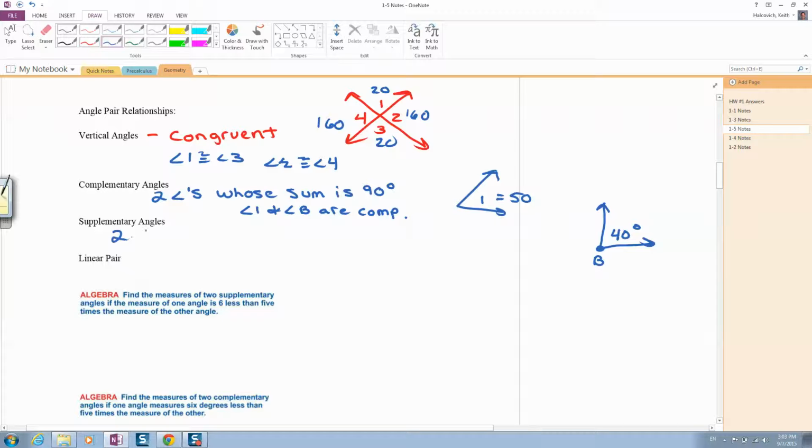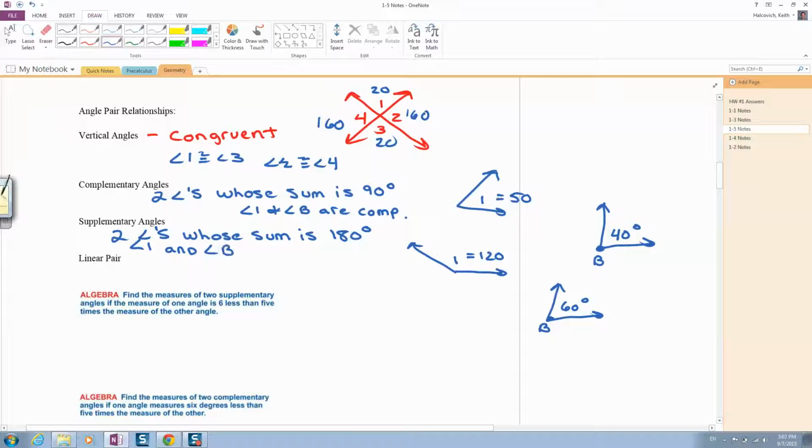Supplementary angles are two angles whose sum is 180 degrees. So like angle 1 here is 120, and then like B here is 60 degrees. So they are supplementary, because they add up to 180.